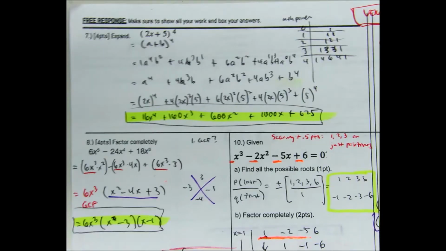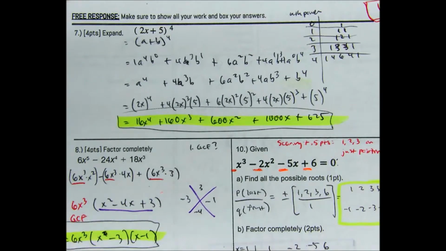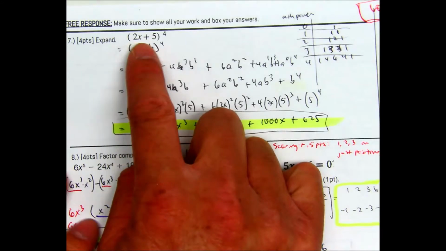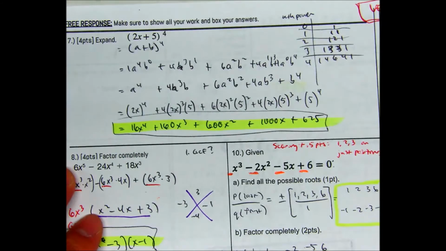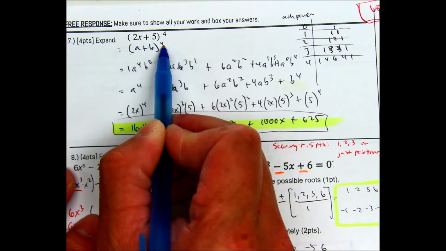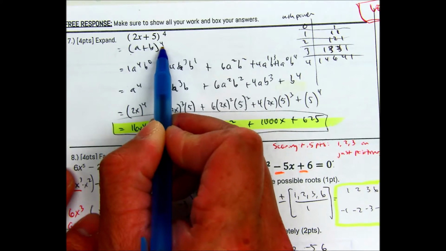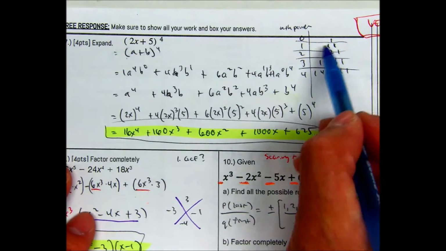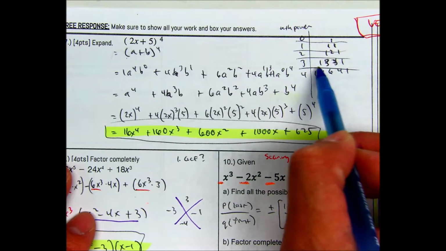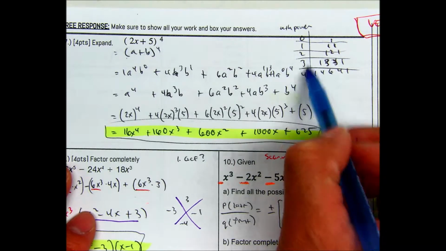Okay. Number 7 says to expand 2x plus 5 to the 4th power. I wrote it as a plus b to the 4th power. If it's the 4th power, I'm going to look at my Pascal's triangle. Remember, you're not looking at the 4th row. You're actually looking at the 5th row.